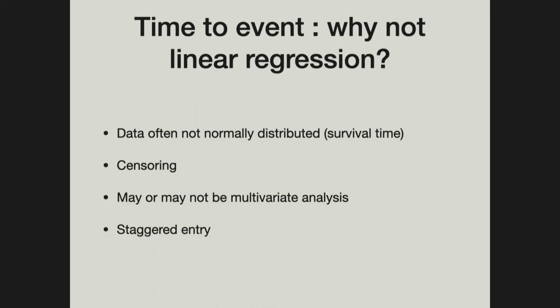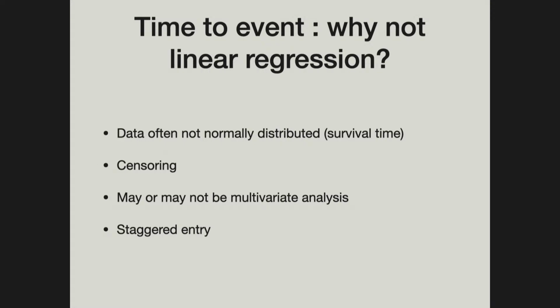So why not do a linear regression analysis? Suppose you have two groups, and some of the patients will develop an outcome or not develop an outcome. We can do a linear regression, but why don't we do that? Because this data is often not normally distributed. I will show you an example.